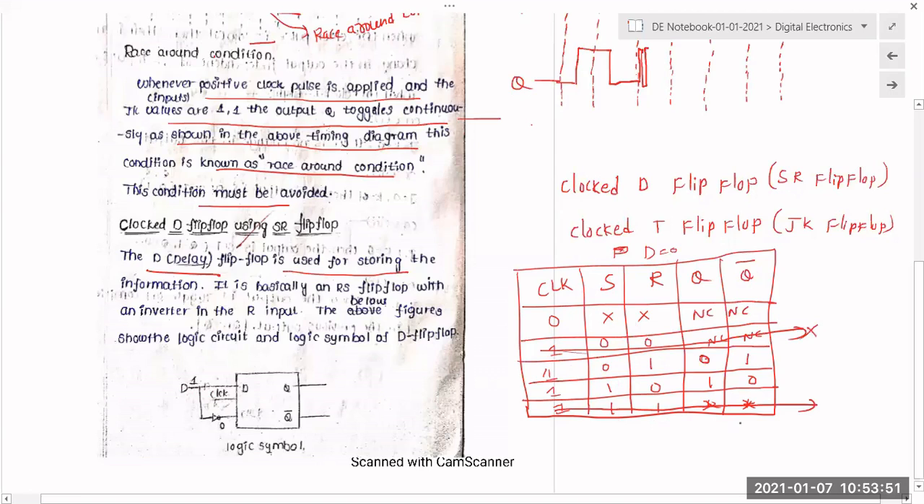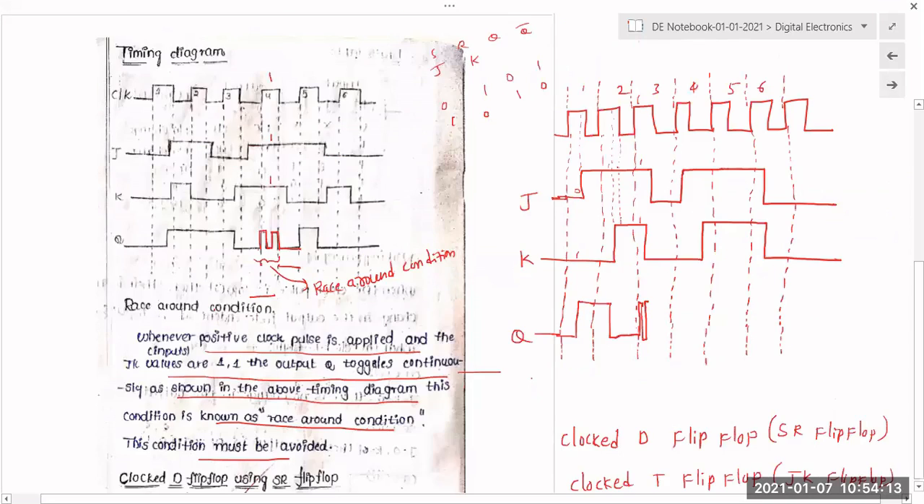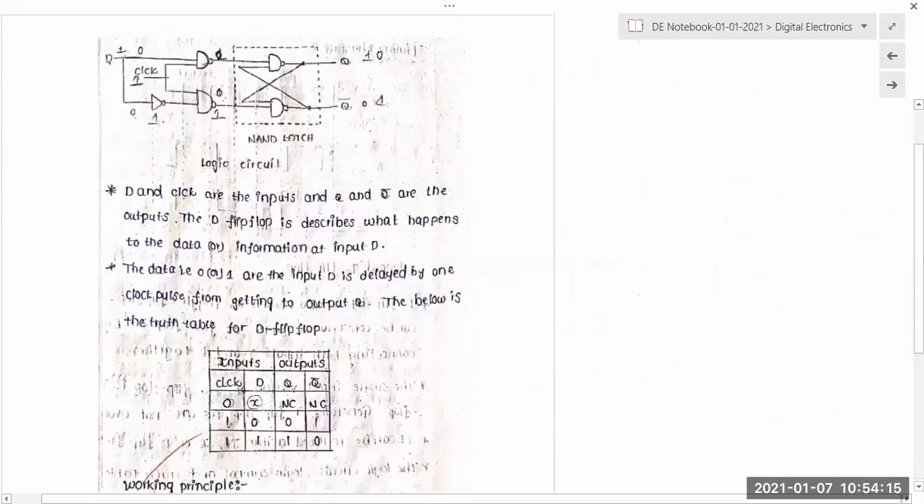When both inputs are 1, it is not used, so that is not needed either. Instead of taking S and R, if S is 0 then R becomes 1, and if S is 1 then R becomes 0. So if I take only one D, the other input is D prime. So just by doing a simple modification to this SR flip-flop, I will take only one D input.